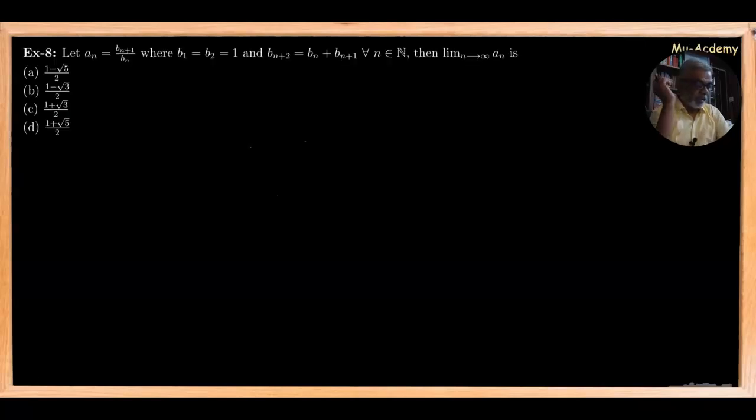Question number 8. Let An equal to Bn plus 1 divided by Bn, where B1 equal to B2 is equal to 1 and Bn plus 2 is equal to Bn plus 1 plus Bn for every n belonging to N. Then the limit of An is one among these four values A, B, C, D. Which one is correct? We have to check here.